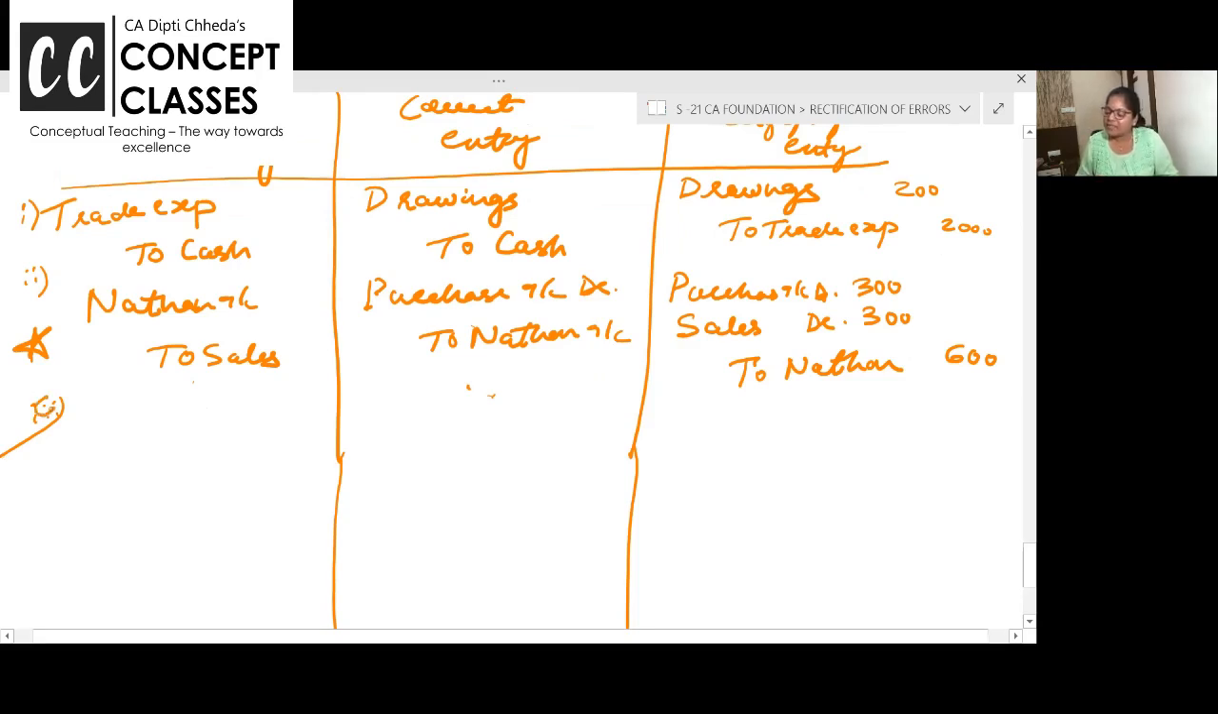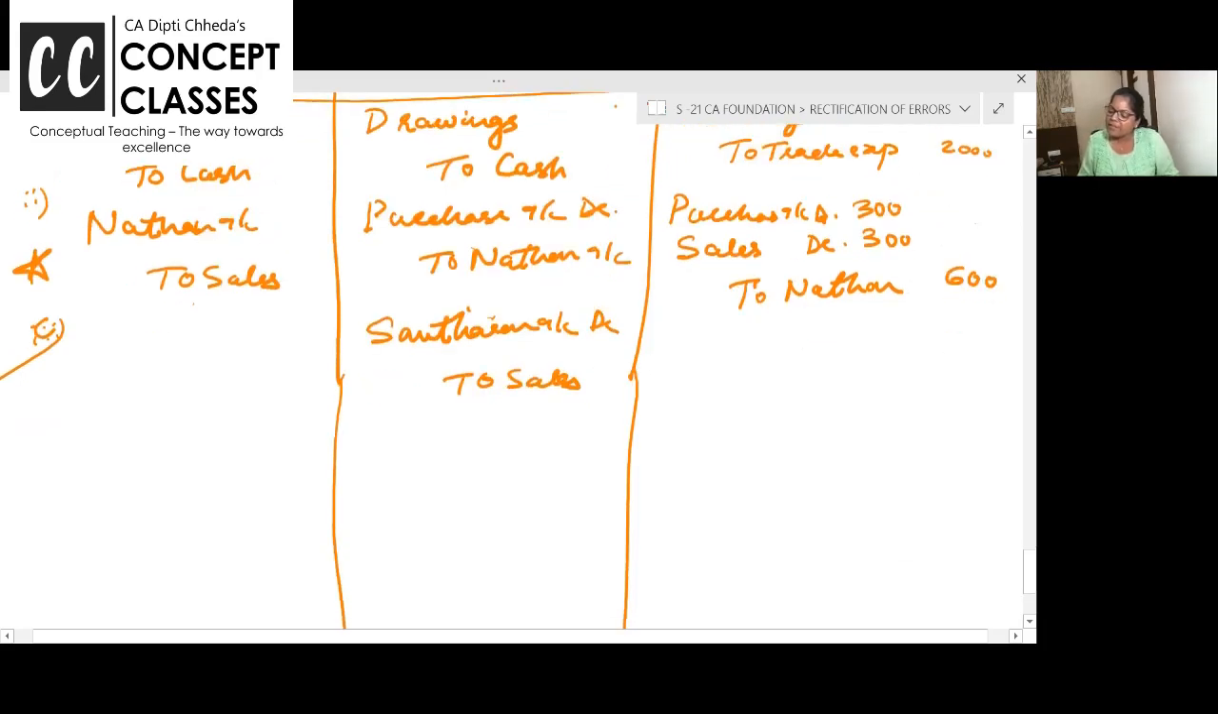A credit sales of 100 to Santaram was wrongly passed through the purchase book. Same now. It's a sales entry, so party to sales. Santaram is a receiver. Santaram to sales. But they have routed it through purchase. Purchase account debit to Santaram.